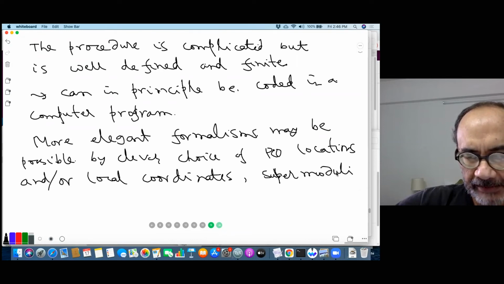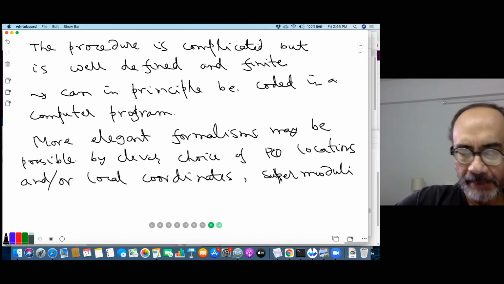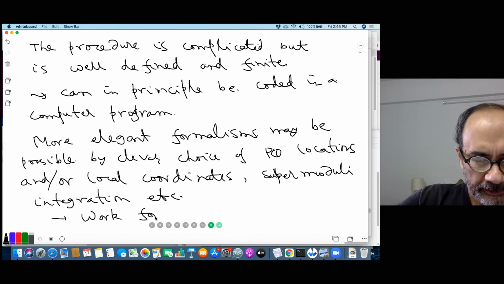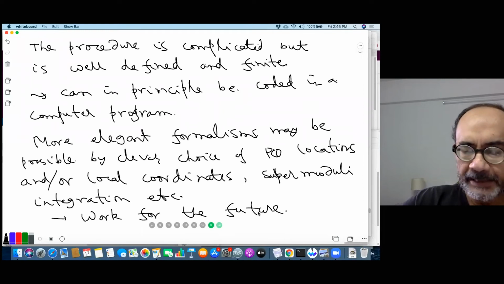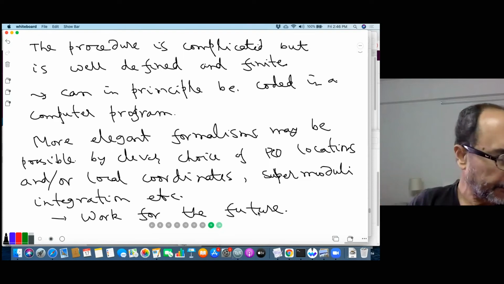As I mentioned, that's the other approach, where you try to keep the world sheet supersymmetry as manifest as possible. But all this is work for the future. At present, all we can say is that there is a well-defined perturbation theory that exists, and it can be used in principle to compute amplitudes to any order in perturbation theory and get a completely finite answer.